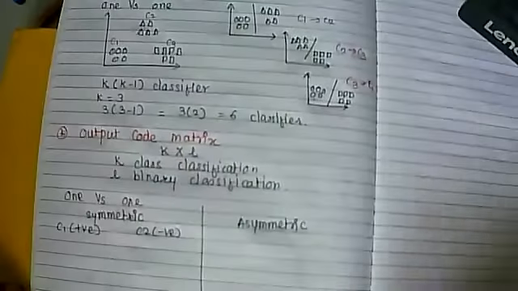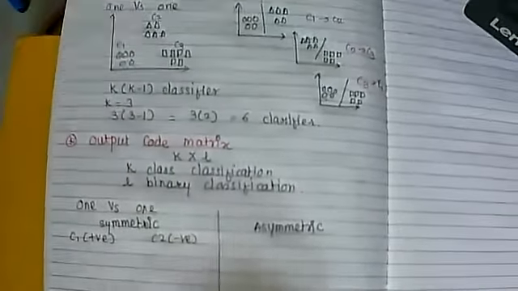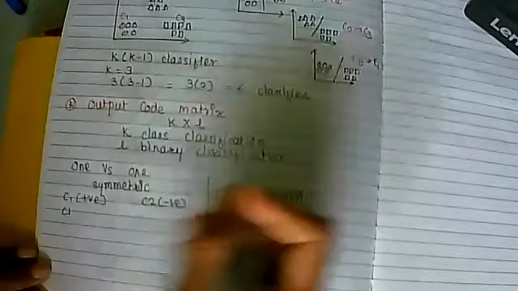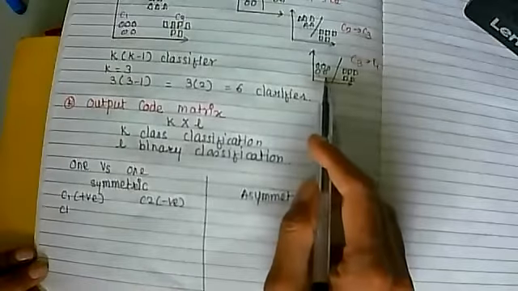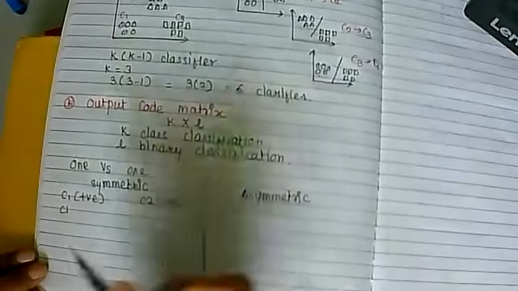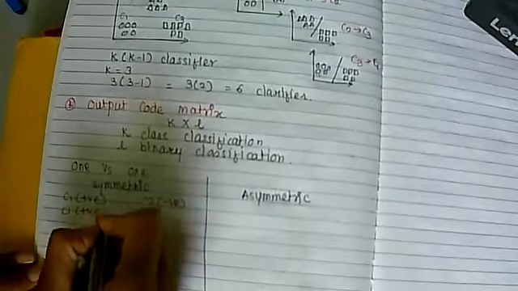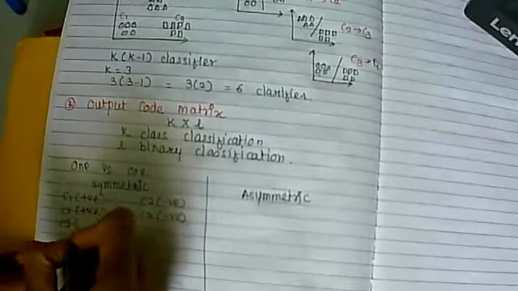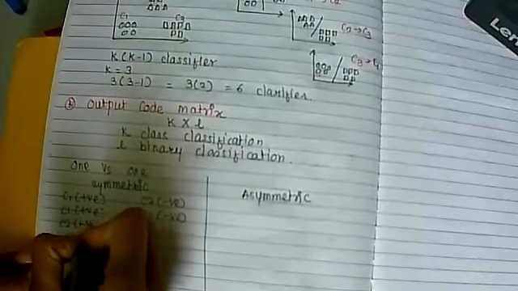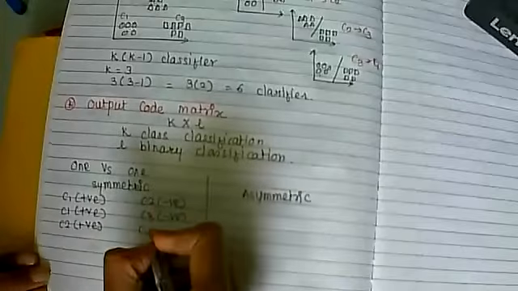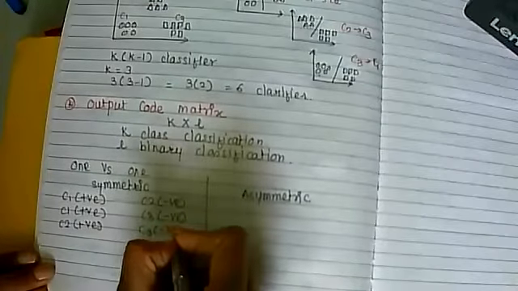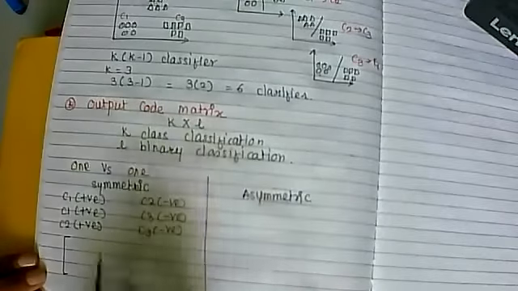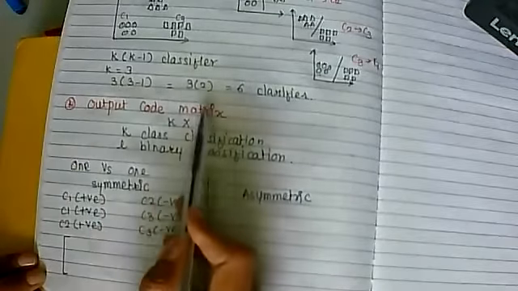Okay. Next, we can write it as C1 positive, C2 negative. If we check this, C1 is positive and C3 is negative. Now, which class is remaining? C2 class is remaining. C2 is positive and C3 is negative. Okay. Now we will write it in the form of a matrix because it is the output code matrix.